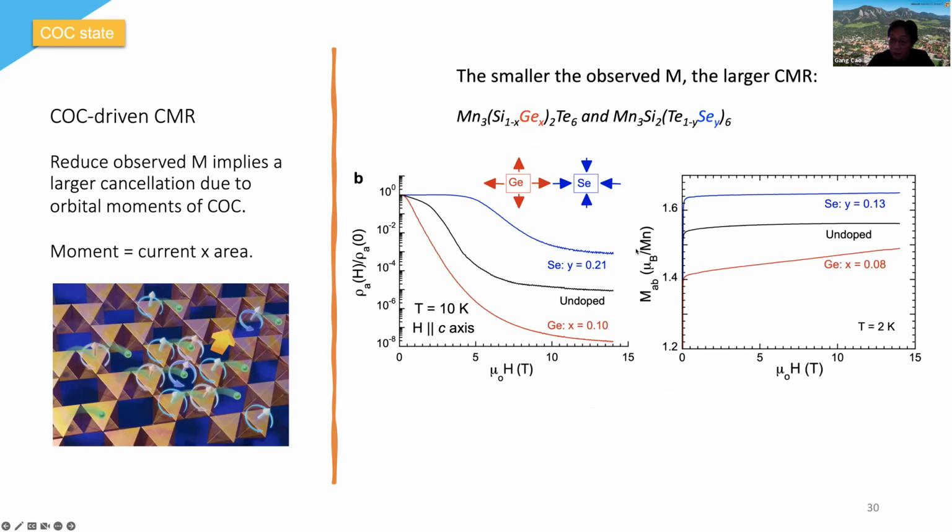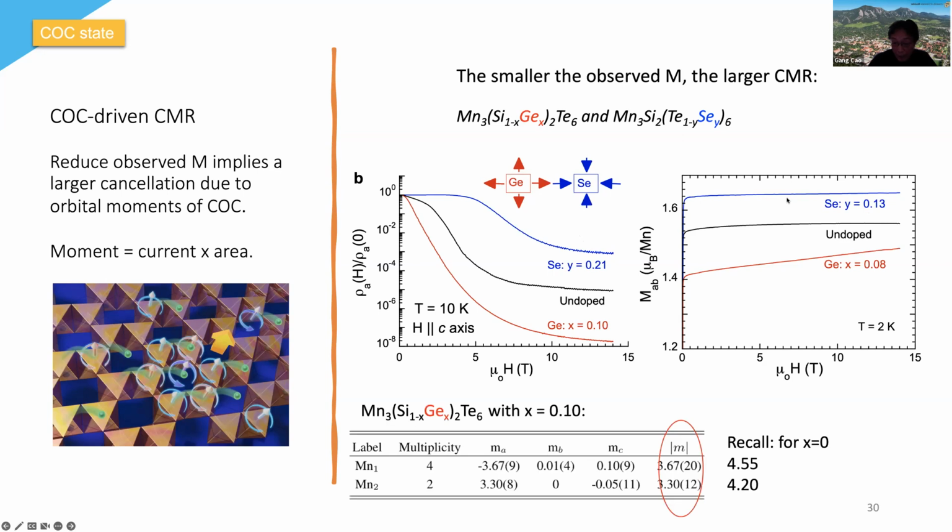And then you measure magnetization. Here you can see that germanium has a much smaller magnetization or saturation moment, whereas the selenium, which shows much weaker colossal magnetoresistance, has larger saturation moments. And the recent neutron data is consistent with this observation. The moment of the doped samples actually becomes much smaller. Okay, so for the pure sample, it is 4.5, 4.2. For the doped sample with germanium, it is 3.6, or 3.3.